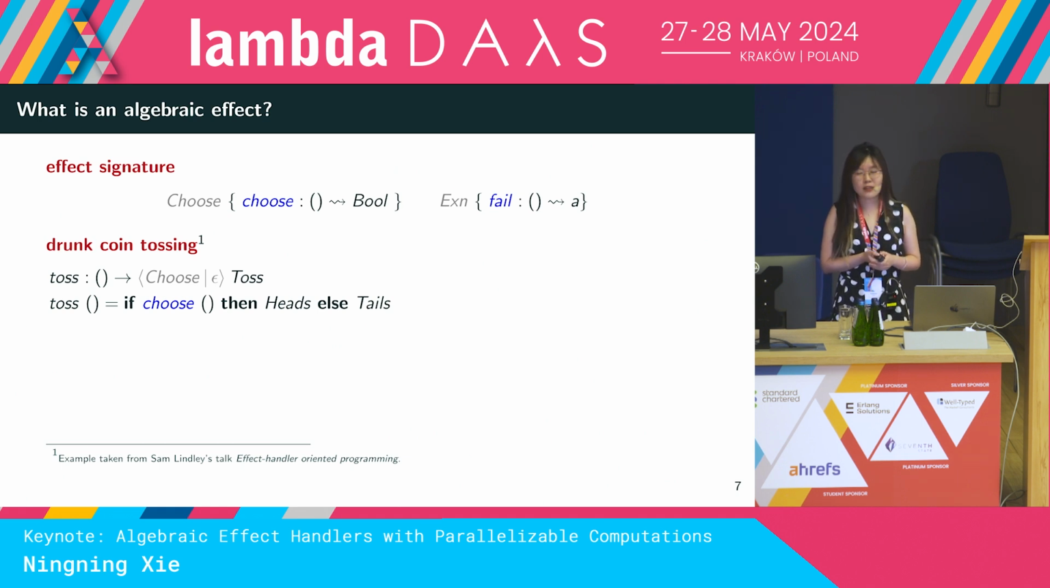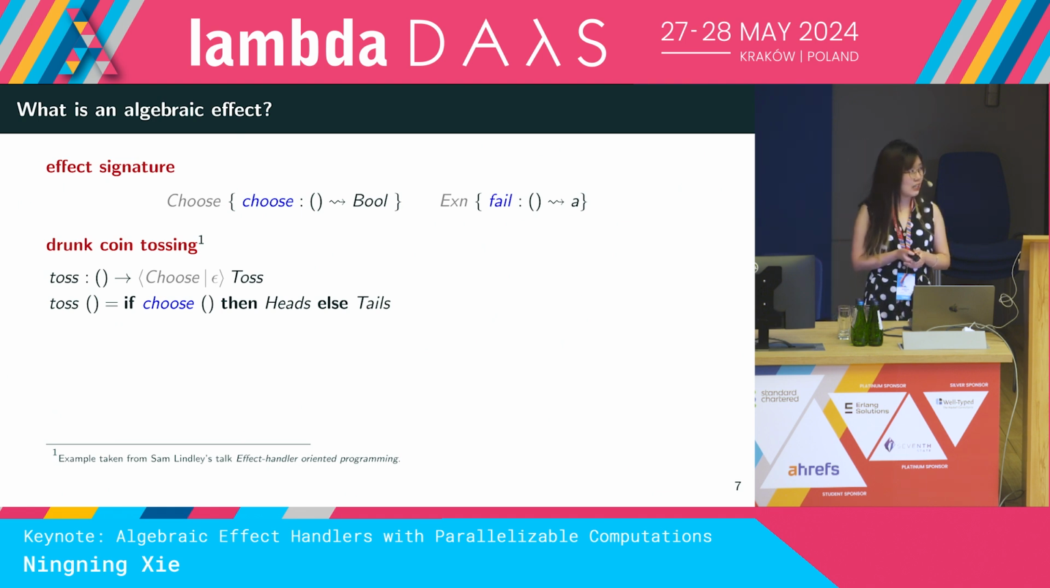And with effect signatures, we can already start using effect operations in a program. For example, if we want to toss a coin, the program toss takes a unit, and then it performs the choose operation. And depending on the result, if it's true, then we are going to return heads, or otherwise we are going to return tails.